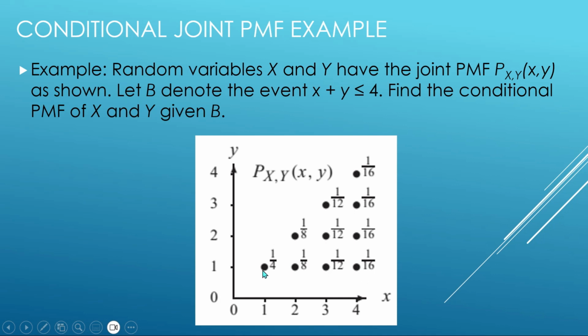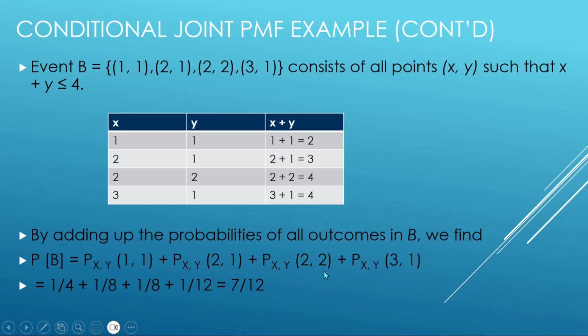So we will add 1 by 4, 1 by 8, 1 by 8, and 1 by 12. And what we get is 7 by 12. So this is the probability of B. What is the probability of event B, and how is event B defined? That x plus y must be less than or equal to 4. So for this event to occur, the probability is 7 by 12.